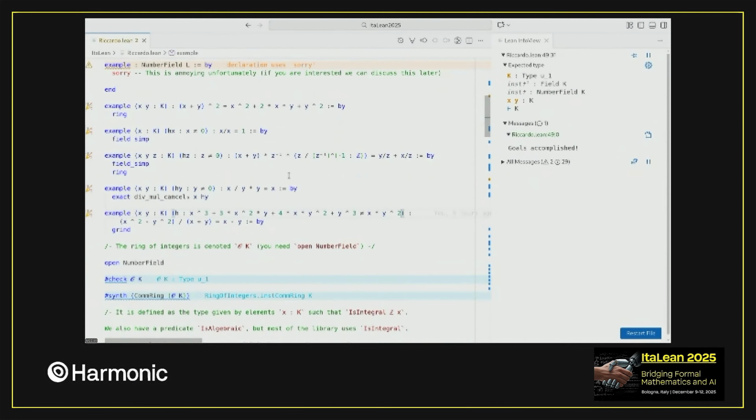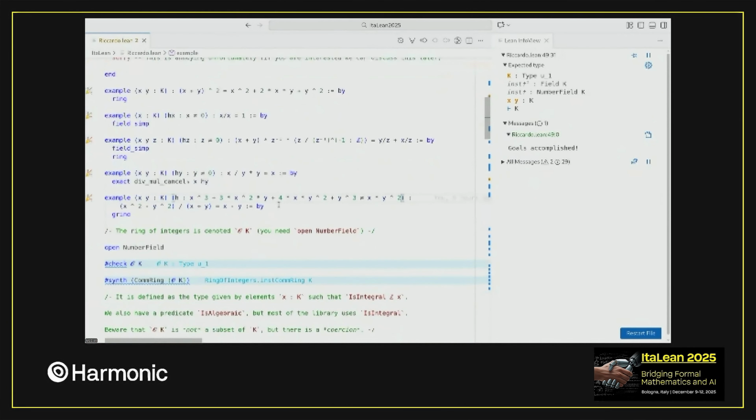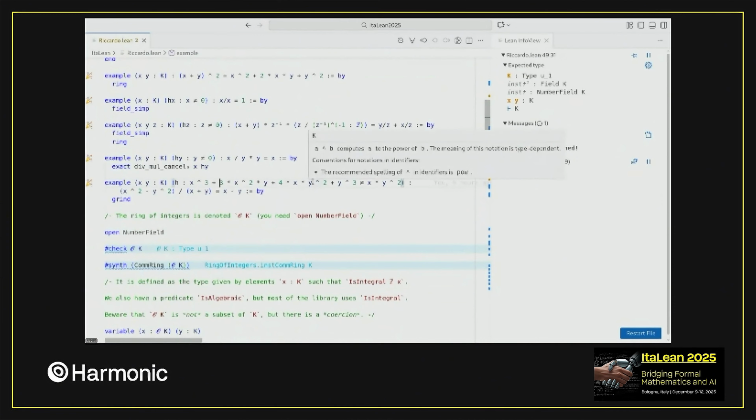Okay, now let's move to something a little bit more interesting. So the ring of integers of a number field. Mathematically, the ring of integers of K is the subset of K given by elements that are roots of a monic polynomial with integer coefficients.